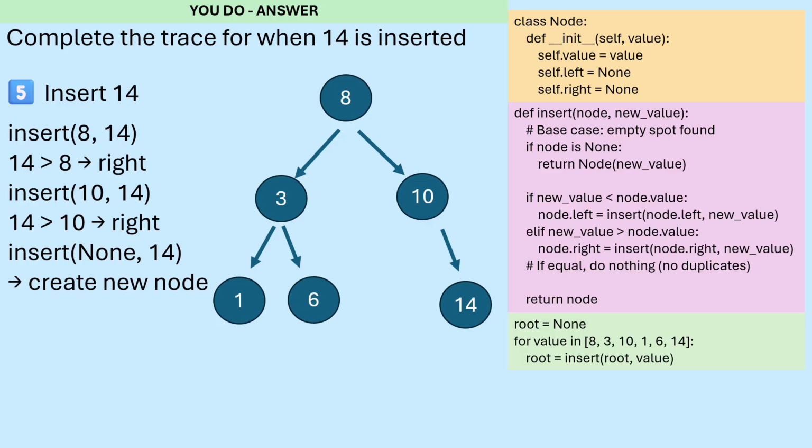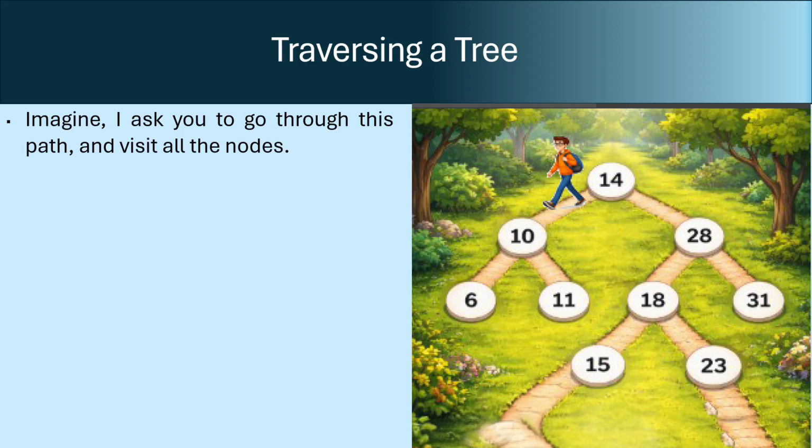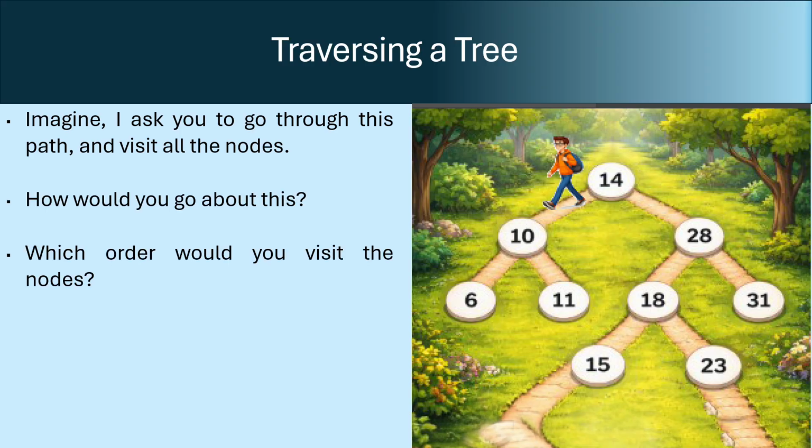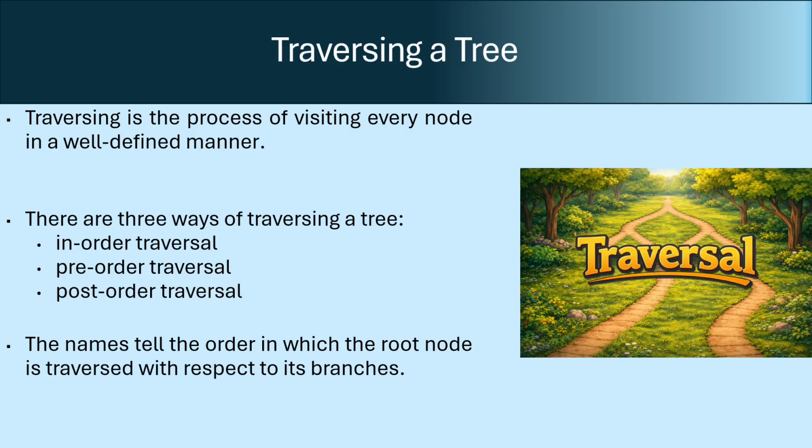Now I'm going to show you how we can print our code out. So we call this traversing a tree. And this is, imagine you want to walk through this part and visit all the nodes. Now, how would you go about doing this? Now, there are a couple of ways we can do it. There are actually 4 different ways, but we'll talk about that in our next lesson. So traversal, the 3 ways we can traverse a tree: in order traversal, pre-order traversal, post-order traversal. We can also do what we call a breadth first traversal, but we'll talk about that more in the next video.